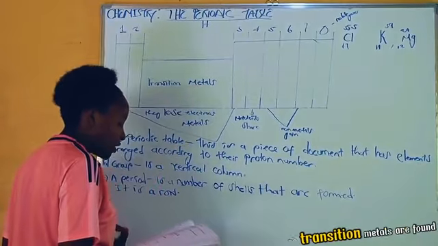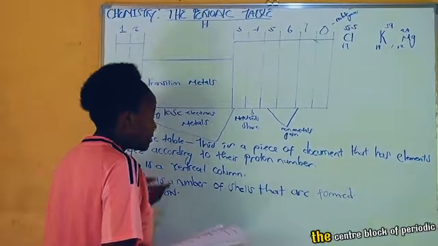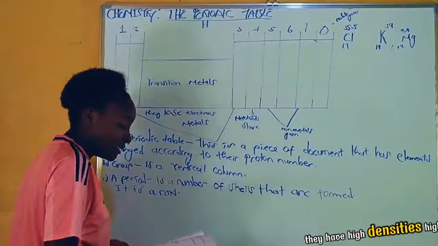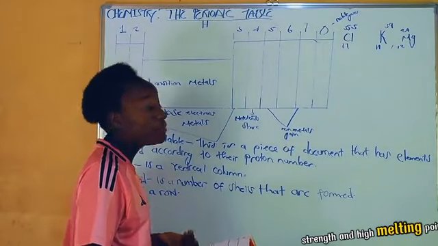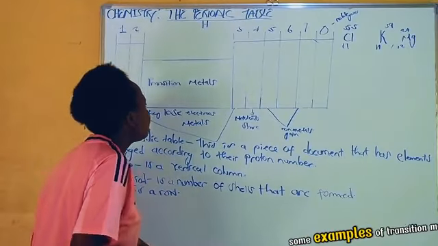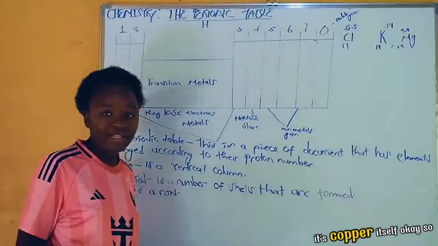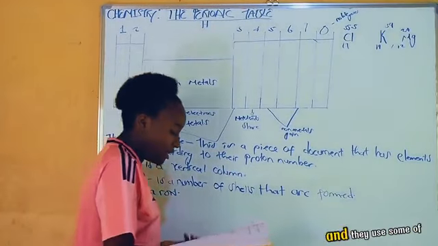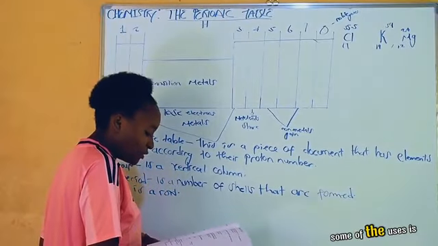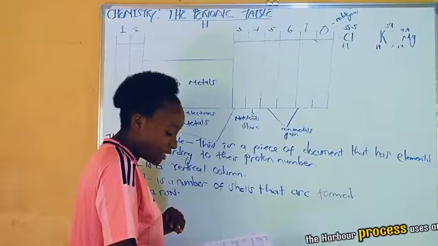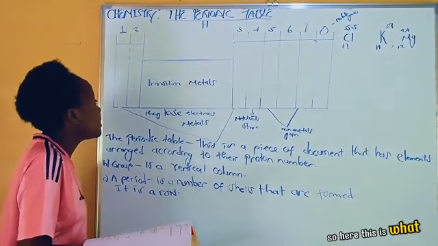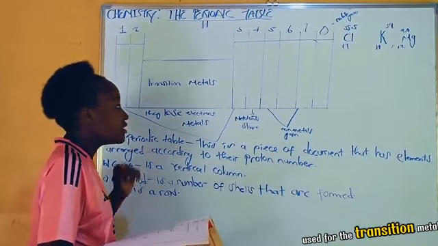Transition metals are found in the center block of the periodic table. They have high densities, high strength, and high melting point. These are the ones you're actually seeing here. Some examples of transition metals are copper itself. Some of the uses: the Haber process uses an iron catalyst. This is what some of the transition metals are actually used for.